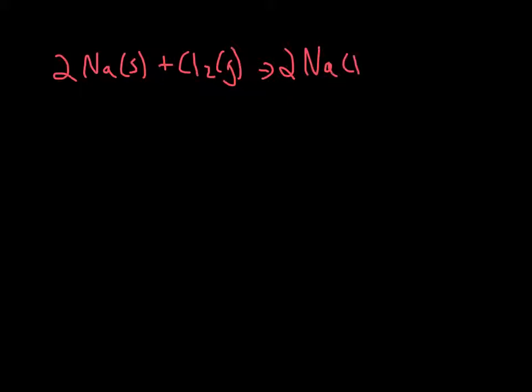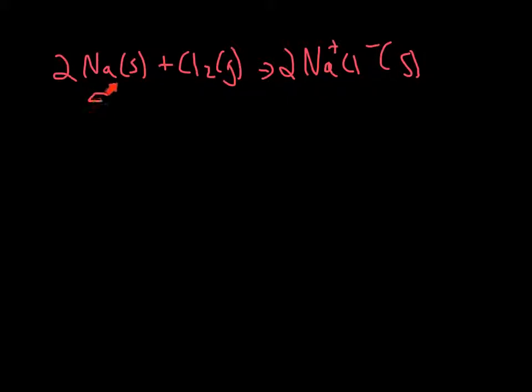Let's try this out. We have 2Na solid plus Cl2 gas equals 2NaCl solid. Let's see, here we go. We've got what is going to be oxidized and what is going to be reduced. We have Na right here. Let me just get my pointer out. Yeah, we have Na right here. We have NaCl, oh, I'm sorry, it's Na+ right here, Cl-.